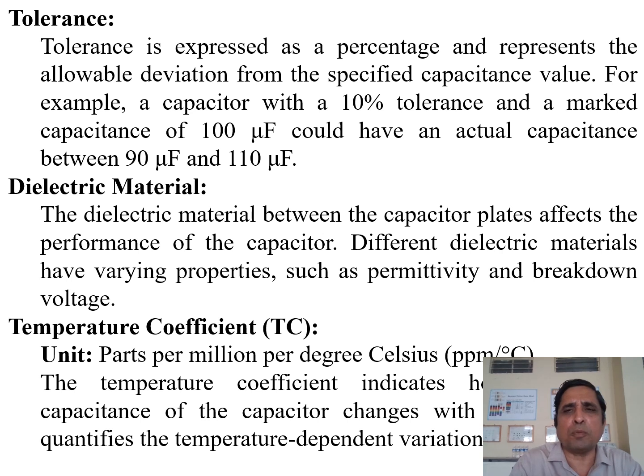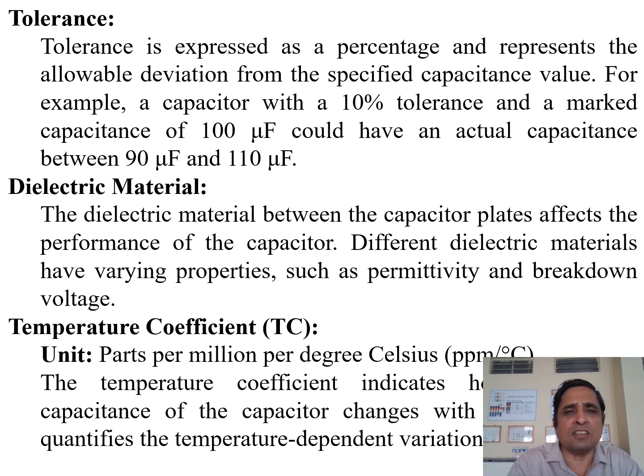Tolerance is expressed as a percentage and represents the allowable deviation from the specified capacitance value. For example, a capacitor with a 10% tolerance and a marked capacitance of 100 microfarad can have an actual capacitance between 90 microfarad to 110 microfarad. It means the manufacturer specifies how much the capacitance value can deviate from its manufactured value. If the 10% tolerance is told for a 100 microfarad capacitor, then its value can change from 90 microfarad to 110 microfarad. That is the meaning of 10% tolerance.